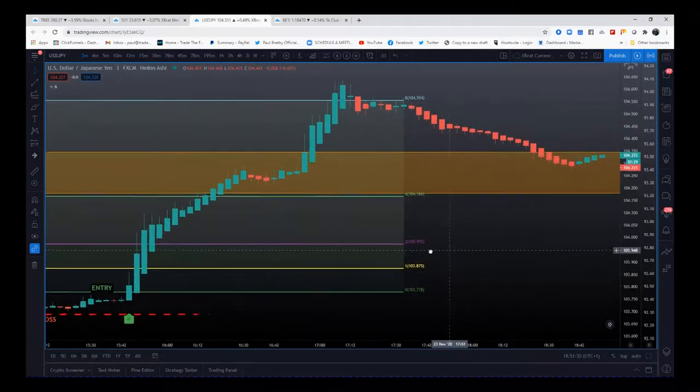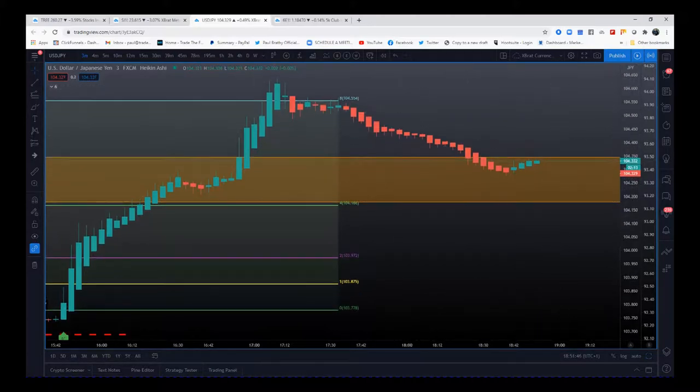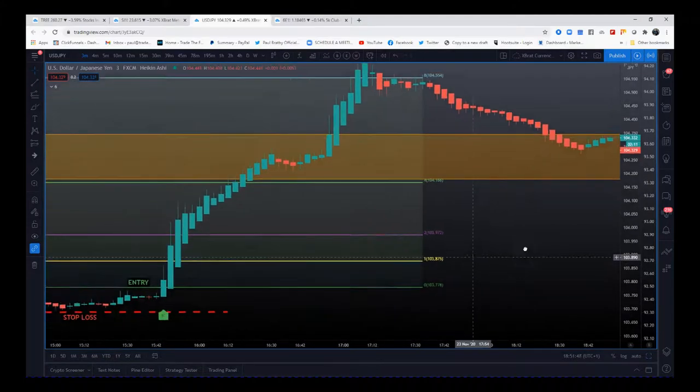Now look where it is. We've pulled back into what was resistance. Now we're finding support. If we get another signal here to go long, we go long again. We've got decent risk reward up to these highs, most likely, and we can just keep trading this. But this was the big move of the day.